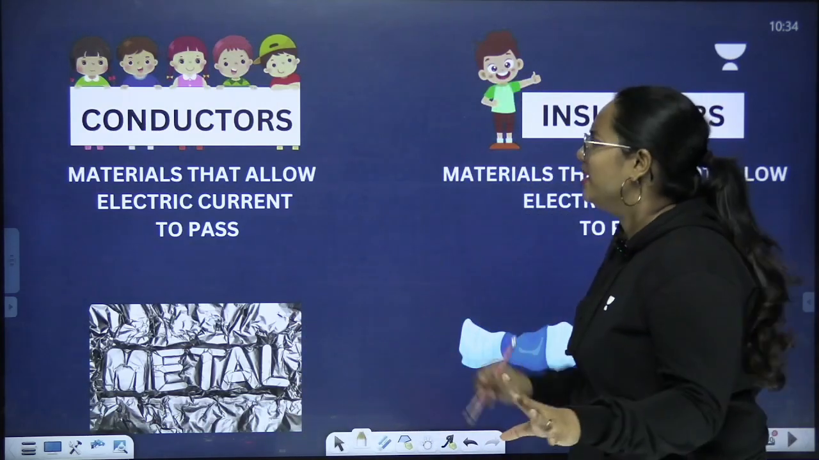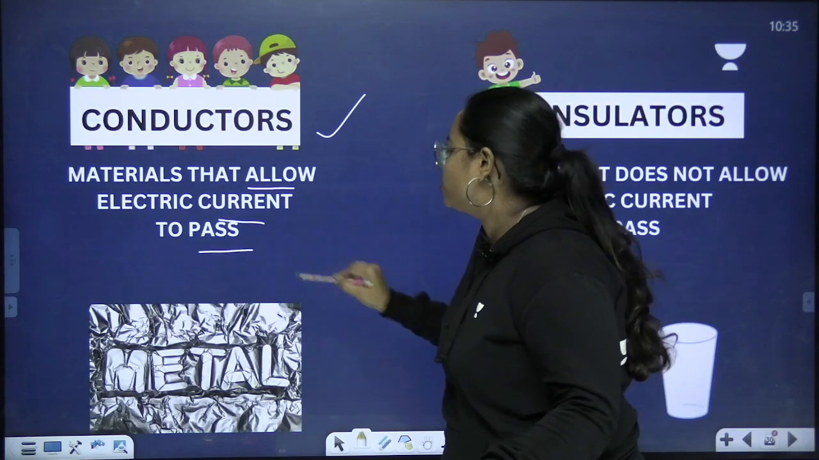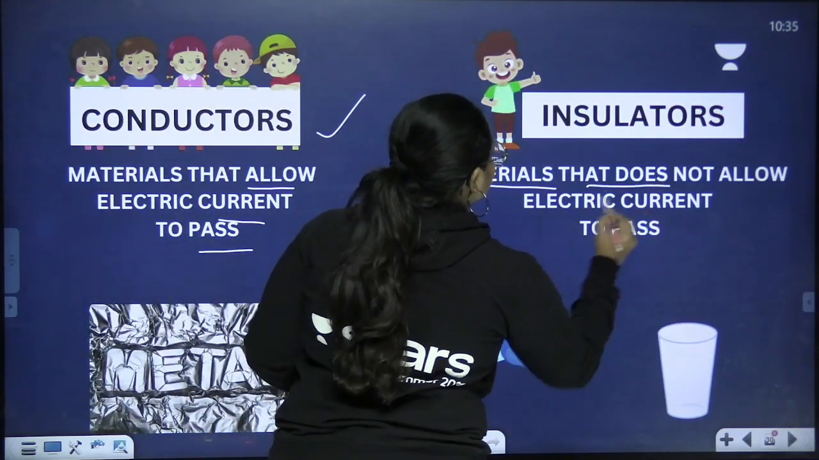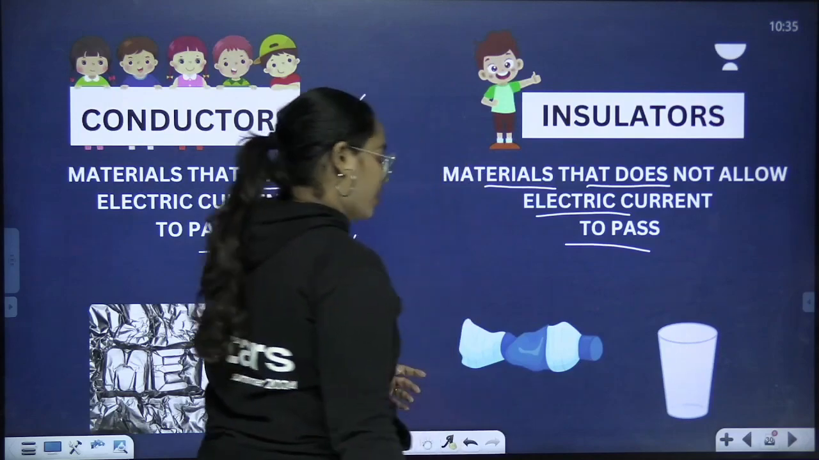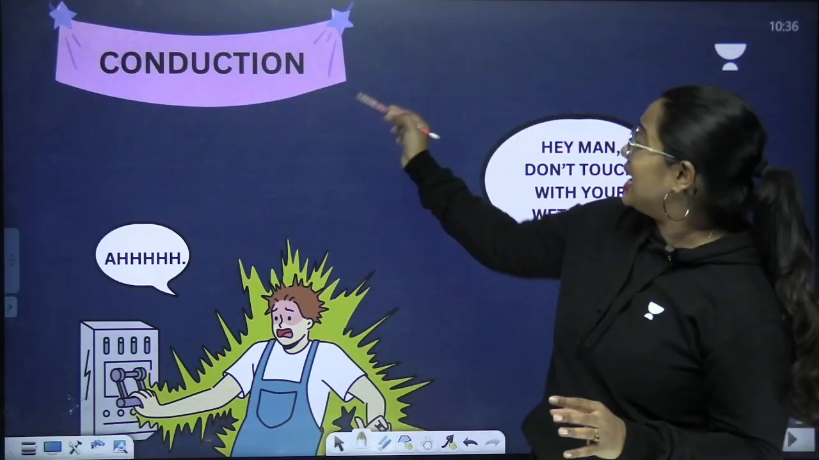Very, very simple one. So we know that conductors can allow electric current to pass through. And what about insulators? We know that materials that do not allow electric current to pass through can be called insulators. Now we are going to talk about conduction.